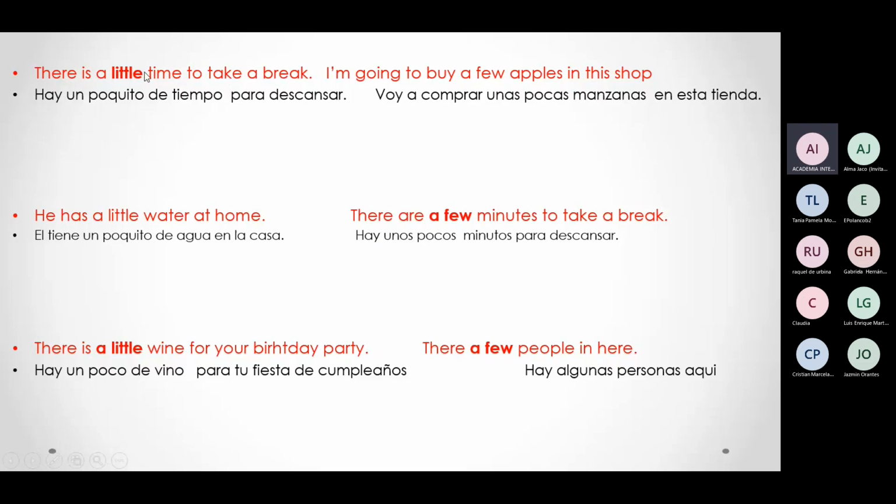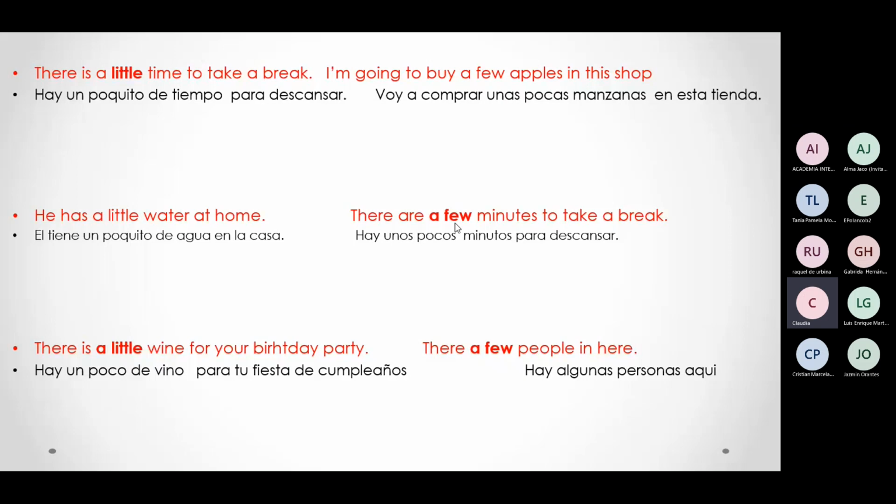It's similar, but what's the difference here? I'm using here a little and here a few, but why? Why am I using a little here and a few in this sentence? If you know, you can share your knowledge or your idea about this, your explanation. If you don't know, it's okay, right? But if you have an idea about what's the main difference between those sentences, you can tell me.